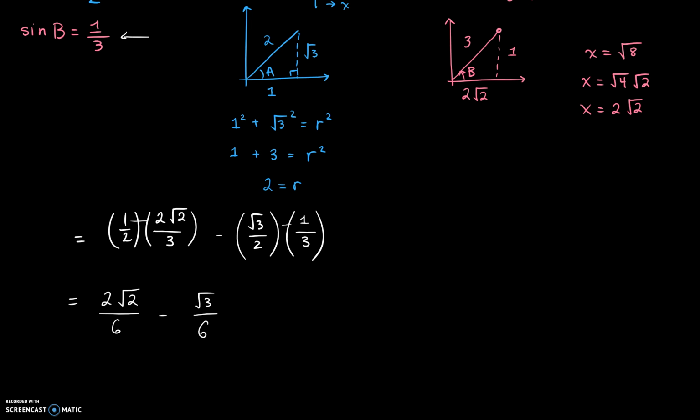And again, we can go ahead and leave our answer like this. Or we could write it as one fraction, which is, oops, that line's a little crooked. We could write it all over 6. And then in the numerator, we'd have 2 square root of 2 minus 3. And this right here would be our final answer there.